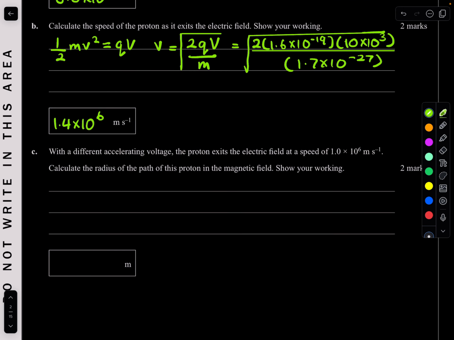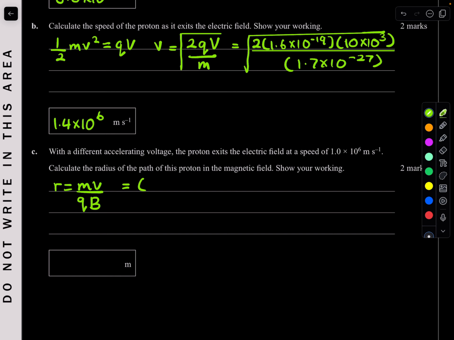Question C. With a different accelerating voltage, the proton exits the electrical field at a speed of this. So we're given the velocity. Calculate the radius of the path of this proton in this magnetic field. Show your working out. You should know R is equal to mv over qB from the formula sheet. So this is going to give you the radius of the path.